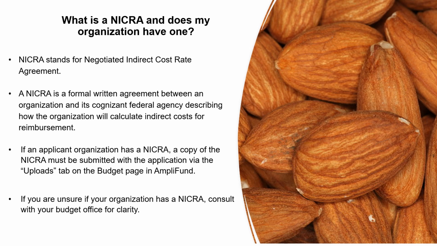What is a NICRA and does my organization have one? NICRA stands for Negotiated Indirect Cost Rate Agreement. A NICRA is a formal written agreement between an organization and its cognizant federal agency describing how the organization will calculate indirect costs for reimbursement. If an applicant organization has a NICRA, a copy of the NICRA must be submitted with the application via the Uploads tab on the budget page in Amplifund. If you are unsure if your organization has a NICRA, it is likely that your organization does not, but please consult with your budget office for clarity.